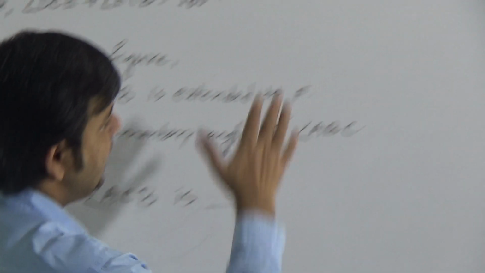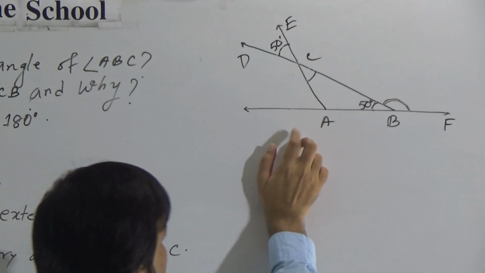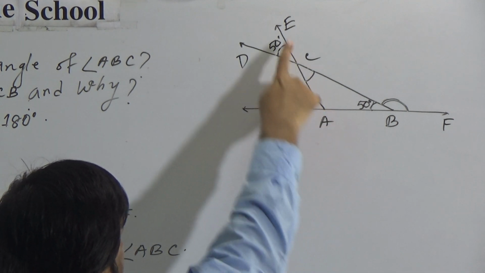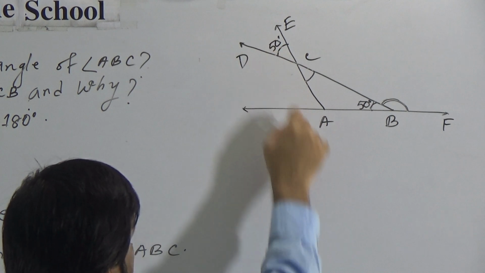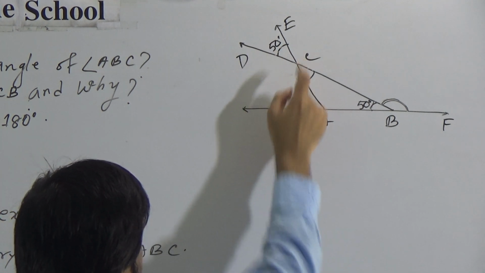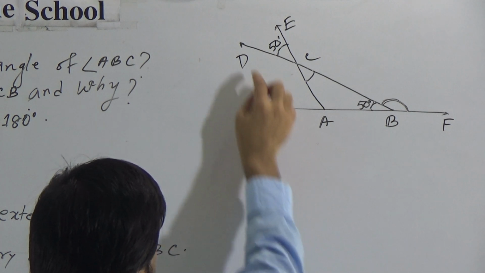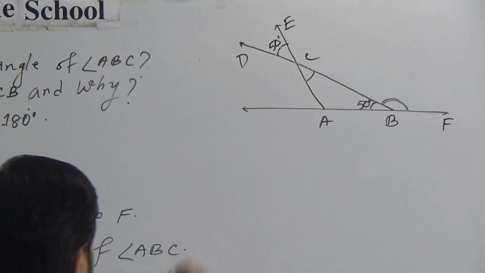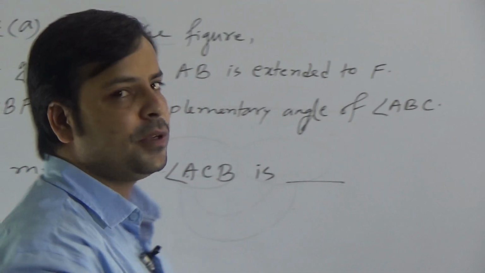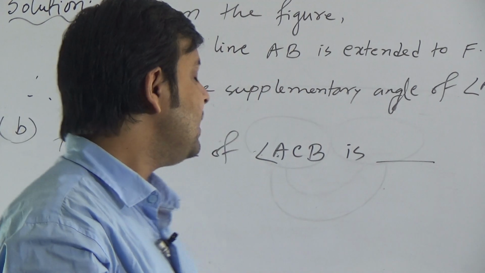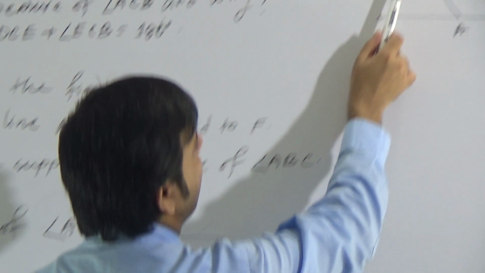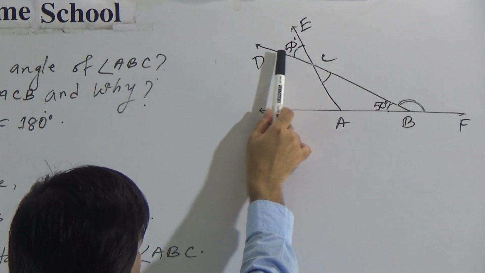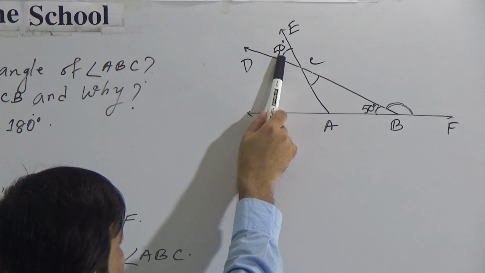Now, dear students, see the figure here. In the figure AE and BD are two straight lines. These two lines intersect each other at C. As a result, angle DCE and angle ACB are vertically opposite angles. As vertically opposite angles are equal, so we can say the angle ACB is equal to angle DCE, and the measure of angle DCE is given here 50 degree.